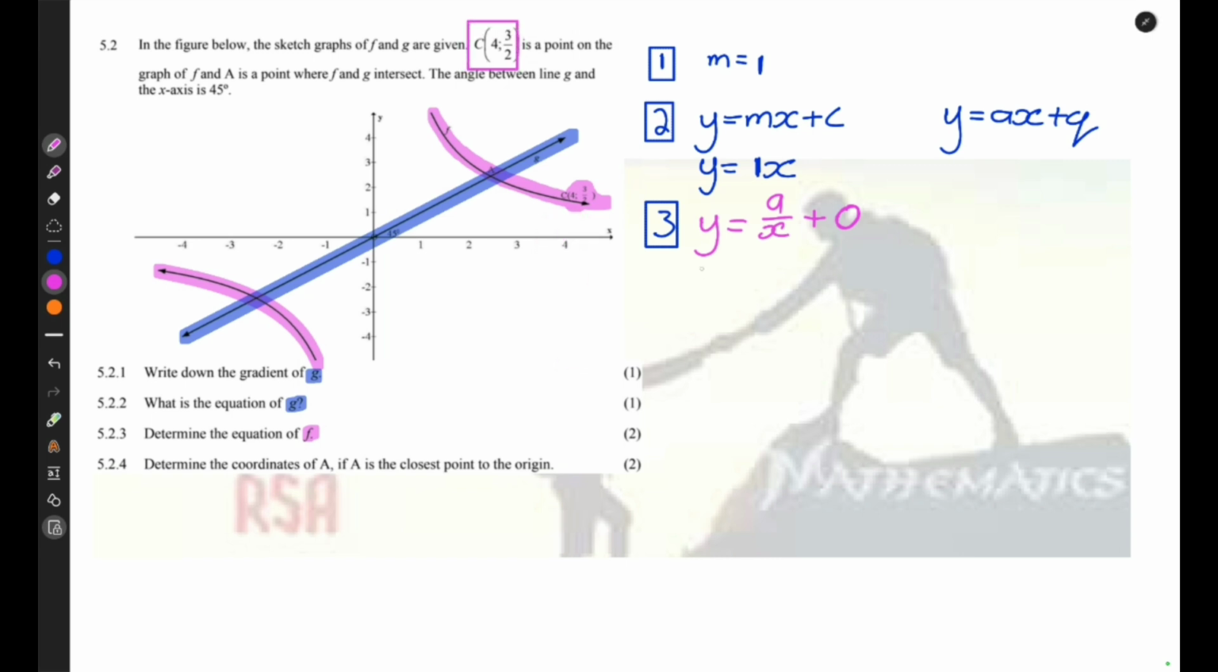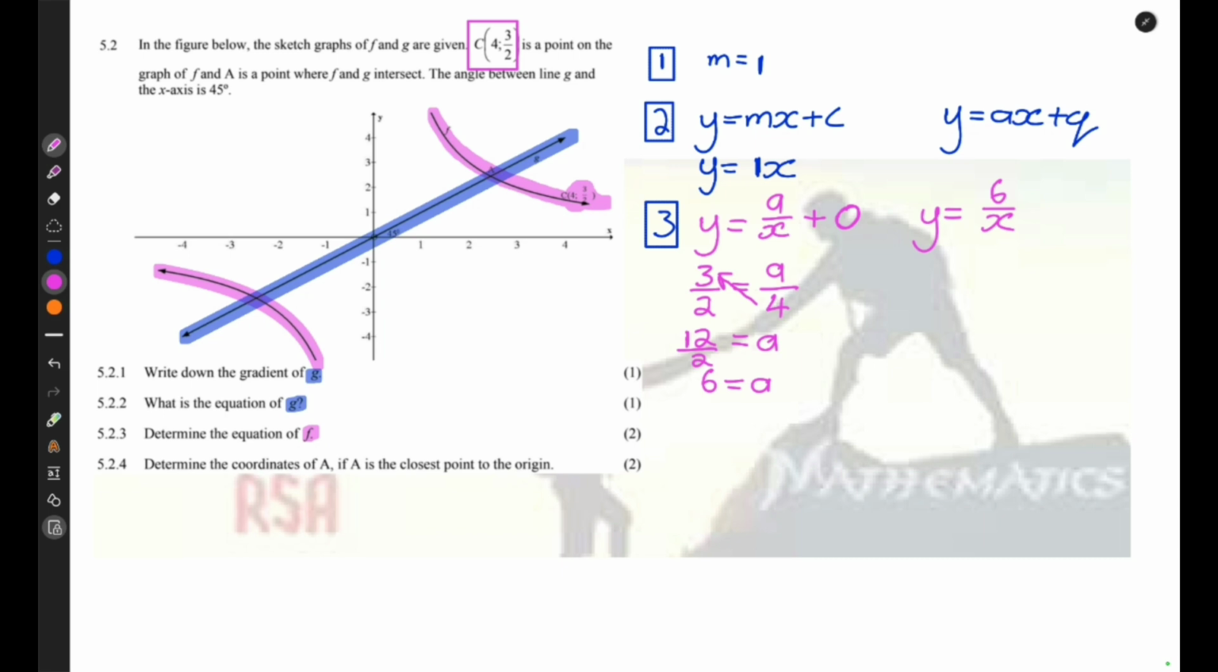So I can replace the y with 3 over 2, and then the x I can replace with a 4. So now a bit of algebra. We are going to multiply the 4 to the left, and I always multiply it to the top if it was a denominator. So I'm doing cross multiplication, but I'm only doing it halfway. That will give me 12 over 2 is equal to a, and therefore a is equal to 6. Now to finish the question, the equation of f would be y equals 6 over x. I do not need to write the plus 0. If you do, you will not lose marks.